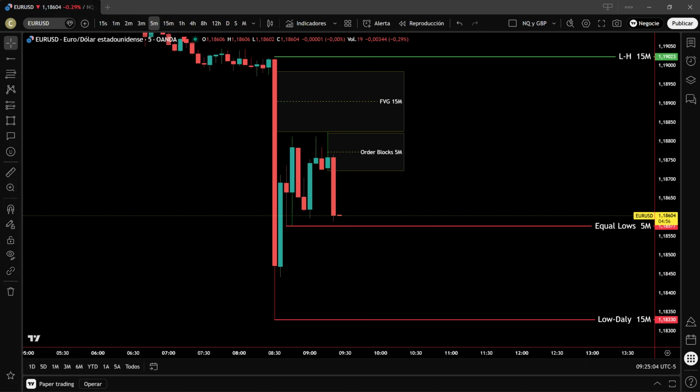This highlighted area on the chart represents our primary point of interest. It is the place where the institutional footprint is most evident, and where we will look for the necessary confirmation to validate our directional bias.